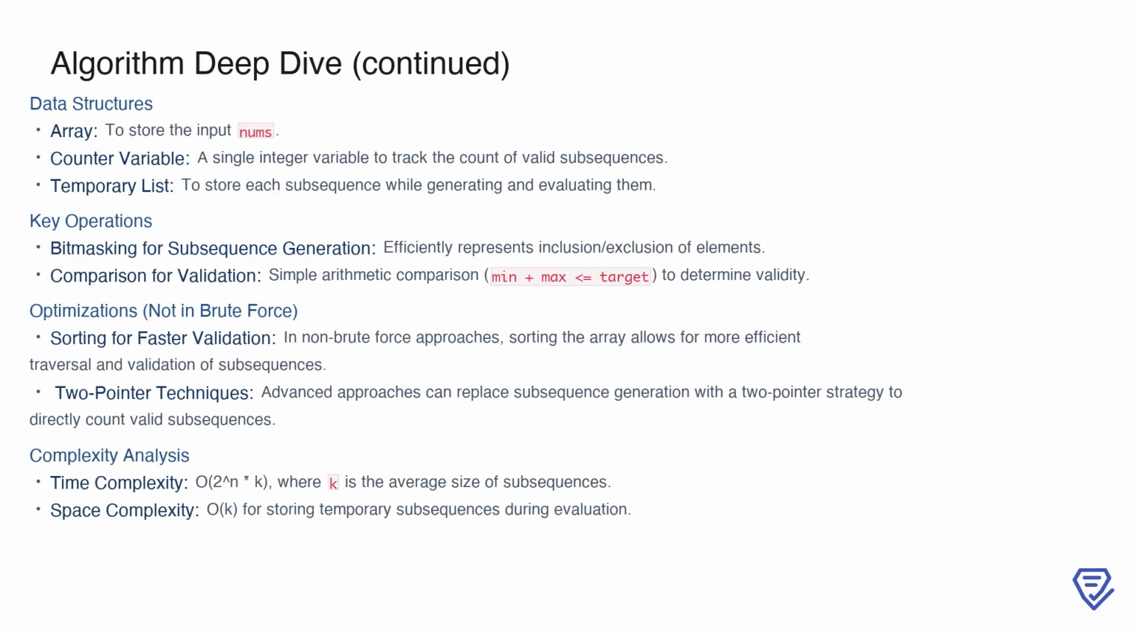To implement this brute force approach, we rely on a few basic data structures. The input array nums is used to store the elements, and a simple counter variable is maintained to track the number of valid subsequences. While generating and evaluating subsequences, we use a temporary list to hold the elements of the current subsequence. Key operations in this approach include bit masking to efficiently represent whether each element is included or excluded from a subsequence, and a simple arithmetic comparison to validate whether min plus max satisfies the condition. While this method is straightforward, it's not optimal.